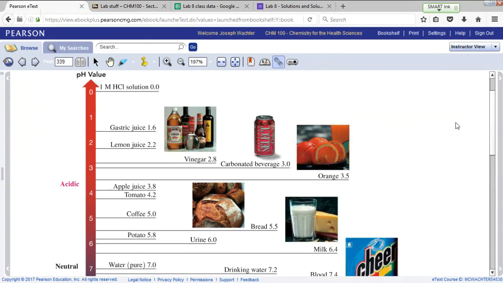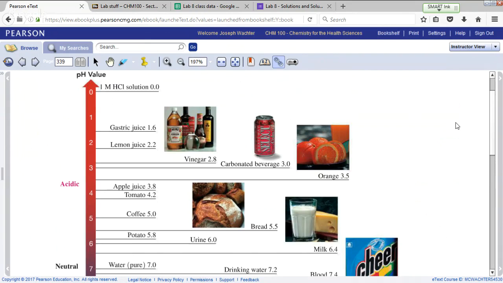Down to your very acidic things like carbonated sodas, vinegar, lemon juice. The hydrochloric acid in your stomach is very acidic. And then the very bottom of the pH scale at 0 is a hydrochloric acid solution, a 1 molar hydrochloric acid solution. So if you put 1 mole of HCl in a liter of water, you've got a solution with a pH of 0.